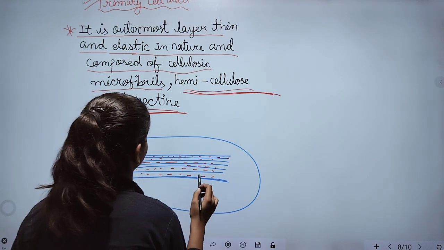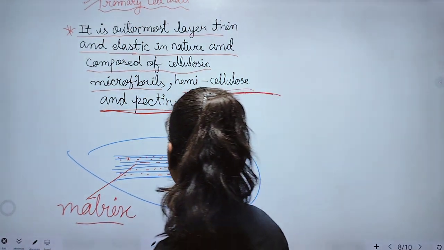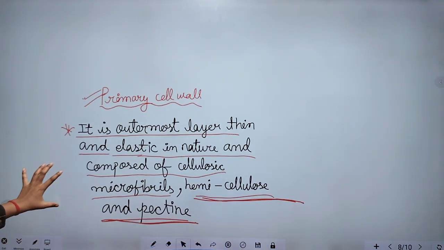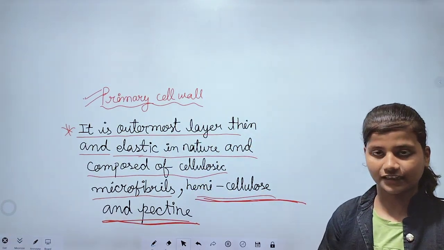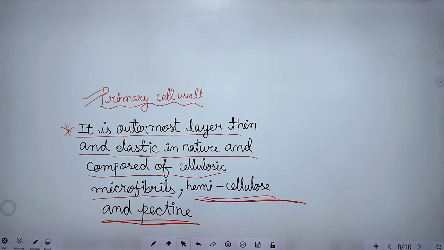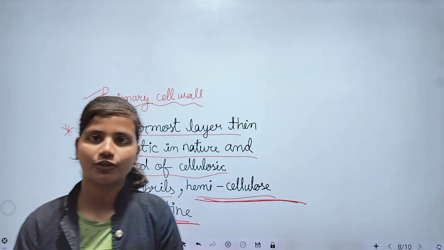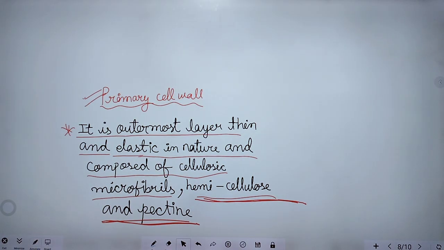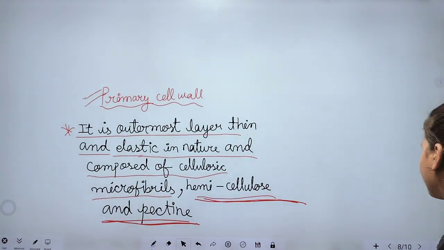And this one is microfibril. Okay, this one is cellulosic microfibrils. I hope you understand about the primary cell wall, that it is the outermost layer of the cell wall, and it is thin and elastic in nature, and it is made up of cellulosic microfibrils, hemicellulose, and last one is pectin. Okay, now move.